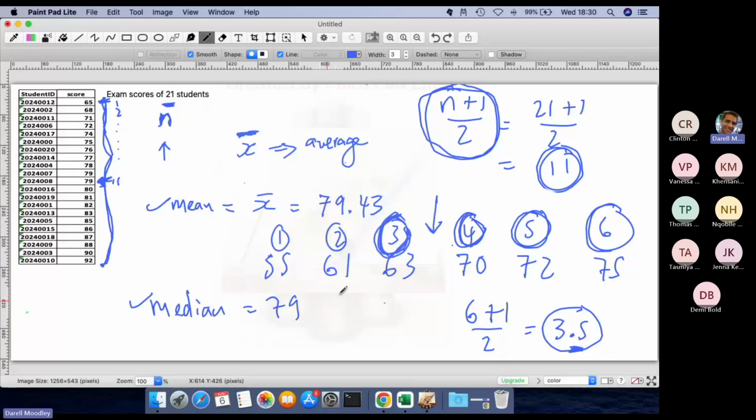So your median in this example would be your third number, which is 63, plus 70, the fourth number, and divide by 2. And that would be your median. Does that make sense?